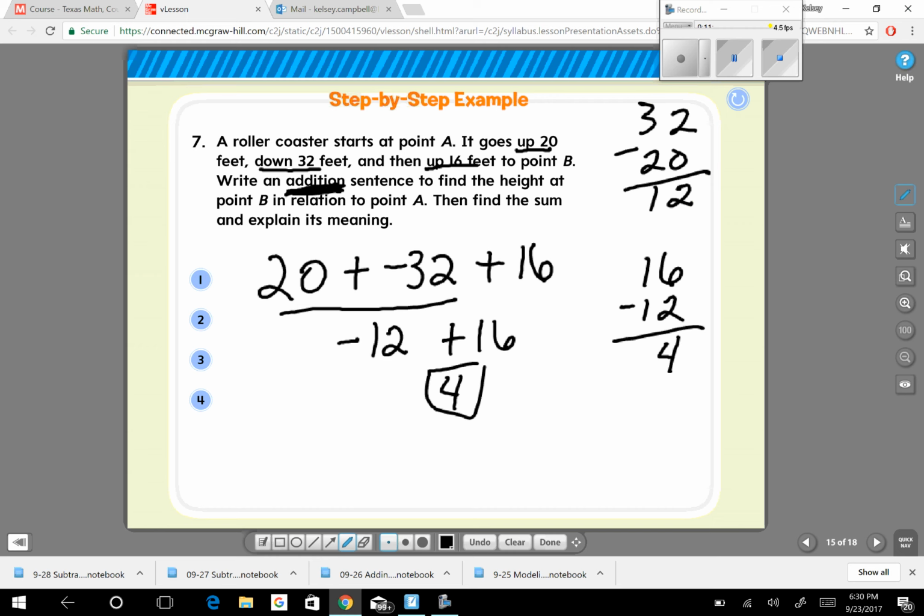Now we have to explain the meaning. Since it's positive, that means that point B is 4 feet higher than point A. Okay, remember a positive answer indicates higher, a negative answer would indicate lower.